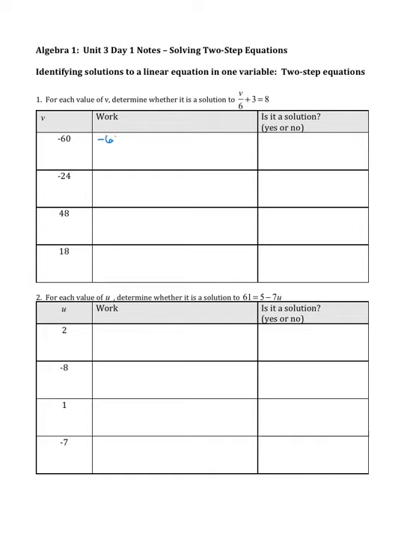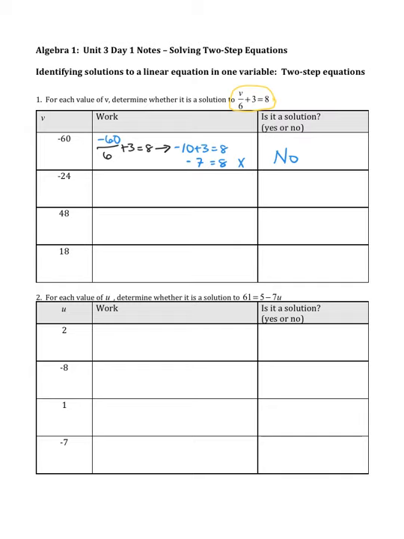I'm going to plug in negative 60 for V over 6 plus 3 equals 8. Now let's do the math. Negative 60 divided by 6 is negative 10 plus 3 equals negative 7. Negative 7 equals 8? No, it is not a solution. Negative 60 is not a solution to this equation up here. I'm going to circle the equation so you keep on going back to it. That's the one we're using.